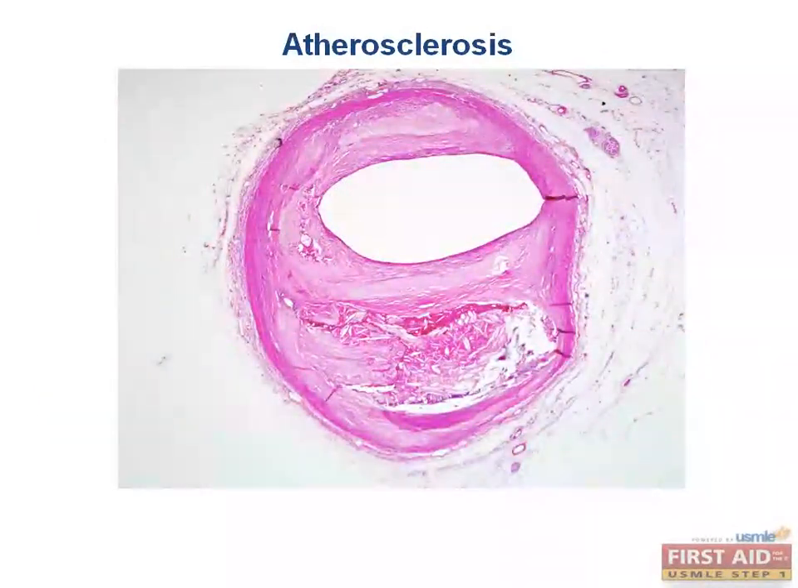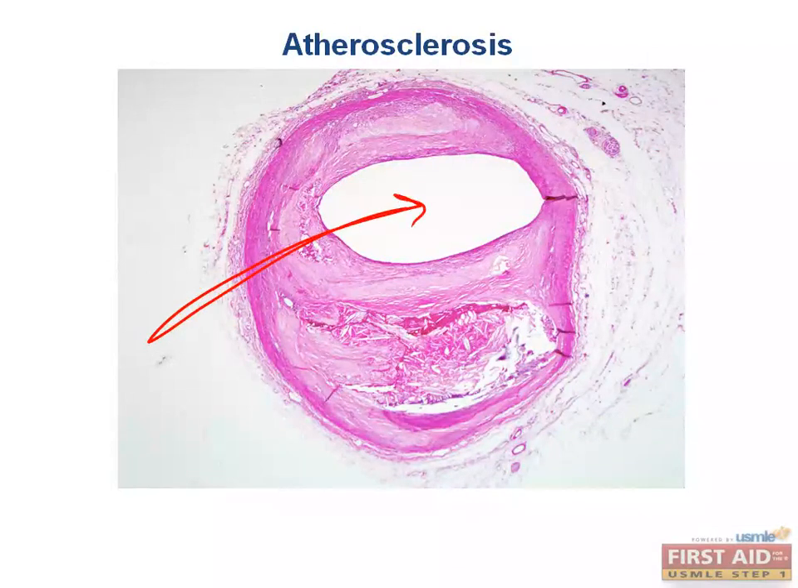Now, what kind of image are they going to show you? They love showing this image because they can ask you about any part of the pathogenesis of atherosclerosis. What are we even looking at? Well, let's start. This is the lumen. It is incredibly small compared to normal because of all the collagen deposition and vascular smooth muscle migration and proliferation.